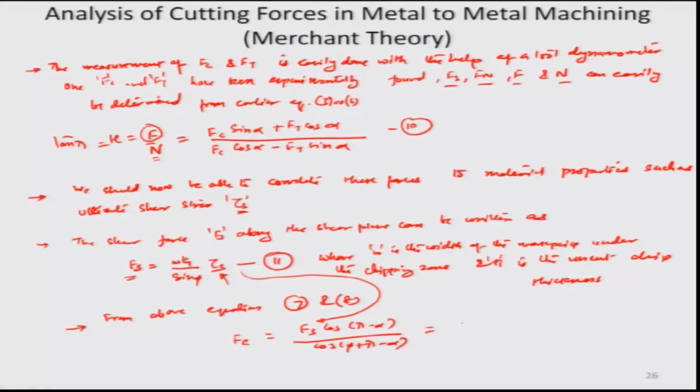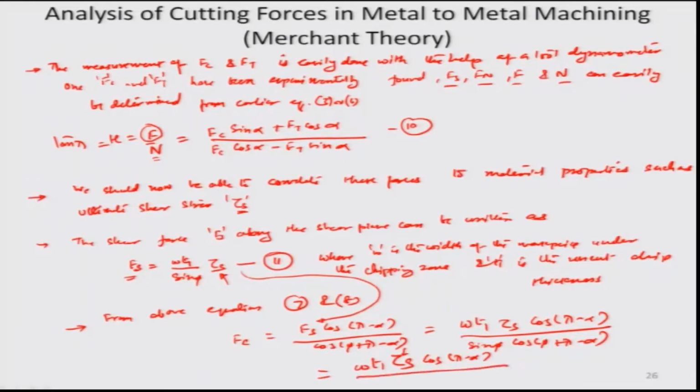So, let us see how Fc then varies. So, we have W t1 tau s times cos lambda minus alpha divided by sine of phi times cos of phi plus lambda minus alpha. Or in other words, I can write the Fc as completely independent of all the other forces and only related to the material properties as W t1 tau s cos of lambda minus alpha, divided by sin phi cos of phi plus lambda minus alpha.